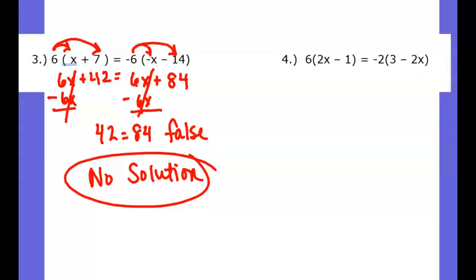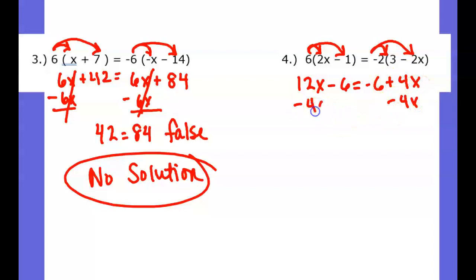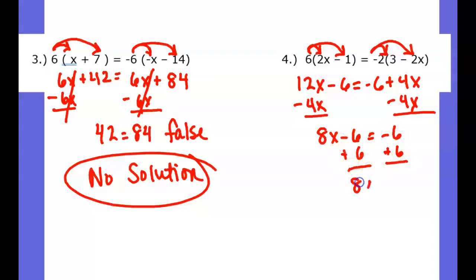All right, let's try number 4. We distribute. We get 12x minus 6 equals negative 6 plus 4x. Okay, this one's going to be a little bit different. All right, now I'm going to move the variable. Okay, can't combine any like terms. So we end up with 8x minus 6 is equal to negative 6. Now when I add 6 to both sides, I get 8x is equal to 0.